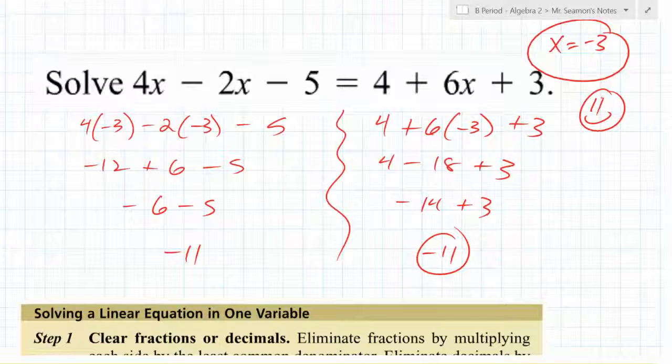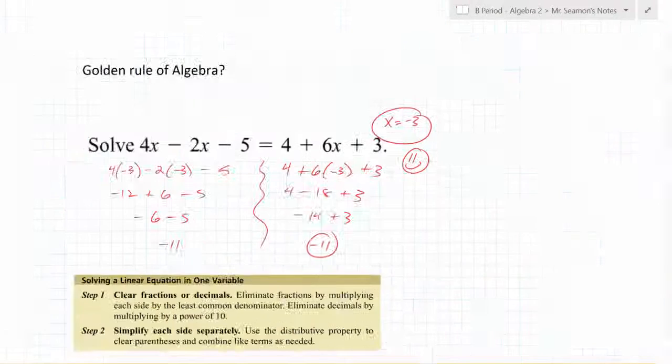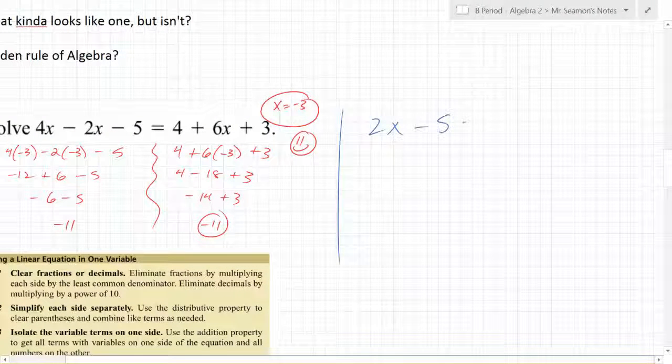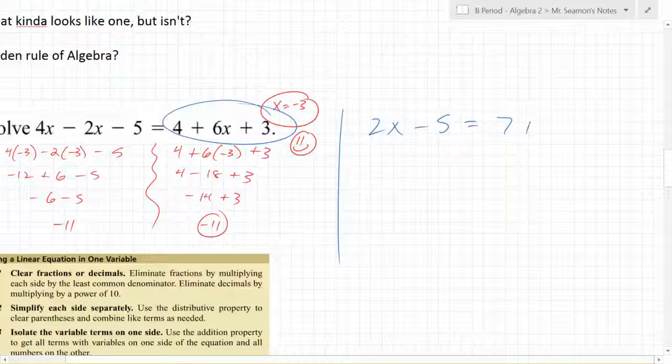4x minus 2x is? 2x. 2x. So let's do this out. Actually, I'll do this out in blue here. So what do we have here? We have 2x minus 5 is equal. Oh, is there anything we can combine over here? Yeah. So 7 plus 6x.